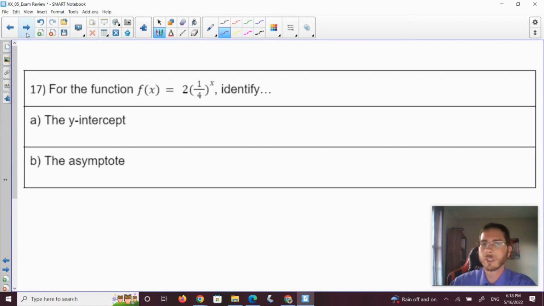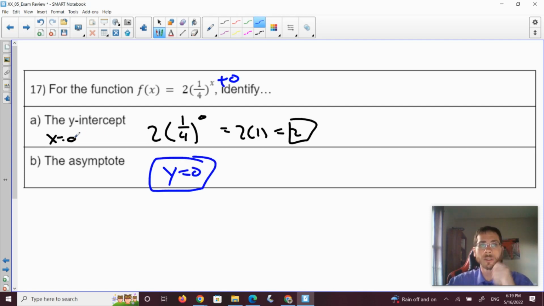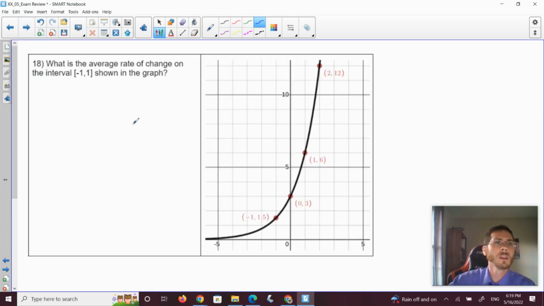For 17, we need to identify the y-intercept and the asymptote. All right, well, the y-intercept is just when x equals 0. So 2 times 1/4 to the 0 power. So that's 2 times 1 is 2. The asymptote would be the k value, but we're not really adding anything on here. So the asymptote's just going to be at y equals 0. And that's it. So we're all done. Again, you can graph it if you want to double check it with the graph, but I feel pretty good.